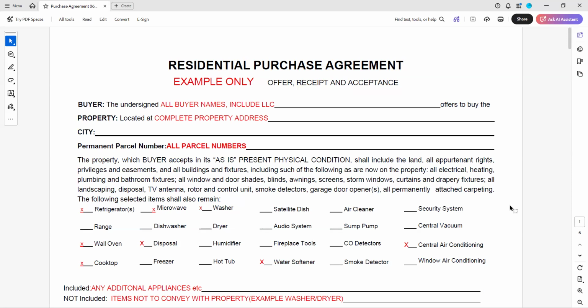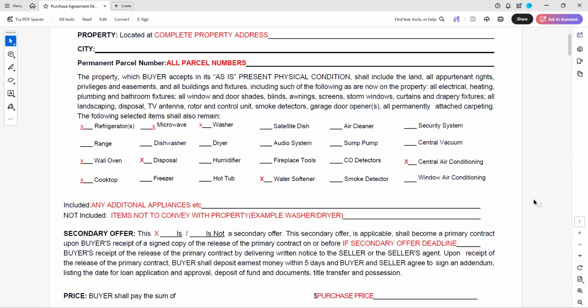Anything that is attached to the property. So if you basically take that property and flip it upside down, whatever is stuck there attached to the property, that's what's included. There also is a section there where you can include appliances, and those appliances are going to be listed on your MLS, so you know what's going to be included.